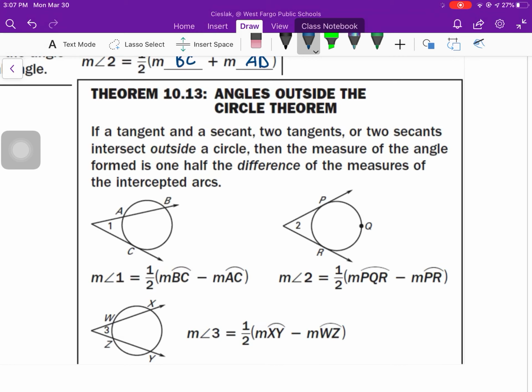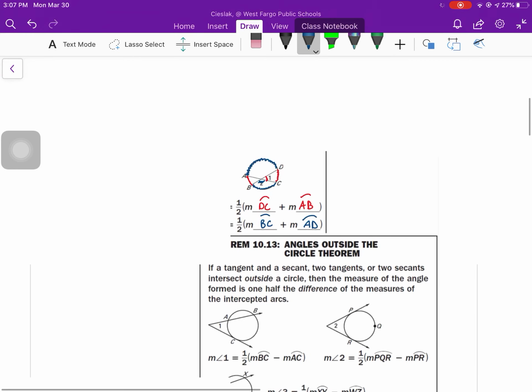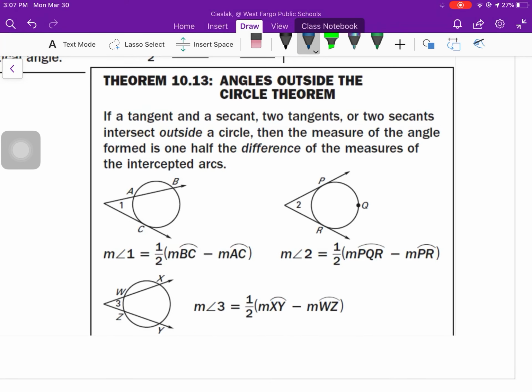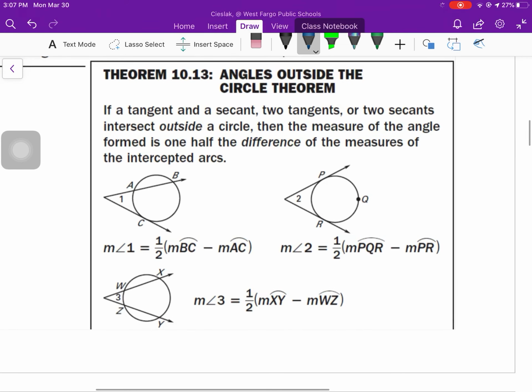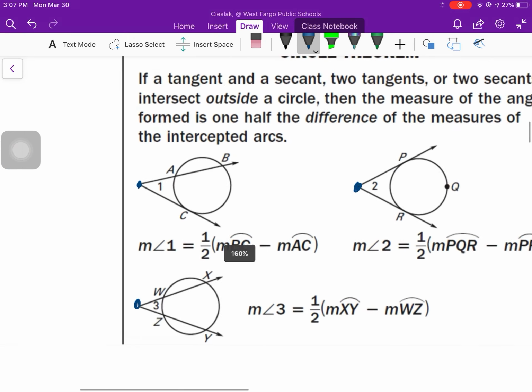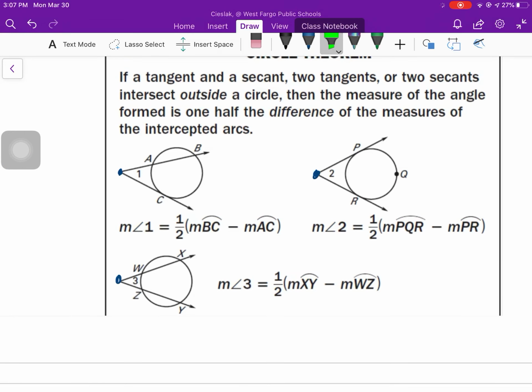I want to backtrack here a second. That is for when they are on the inside of the circle. Right off the bat, we're going to talk about what happens if it's on the outside. Theorem 10.13 says if a tangent and a secant, or two tangents, or two secants intersect outside a circle, so they intersect like right here, here, and here, then the measure of the angle formed is 1/2 the difference of the measures of the intercepted arcs. When we were on the inside, we were adding. Outside, we're now going to subtract.